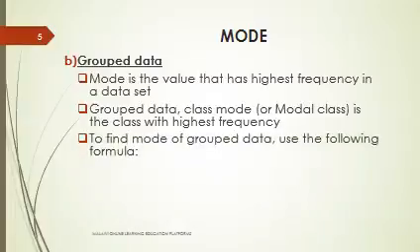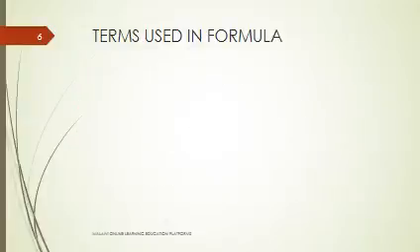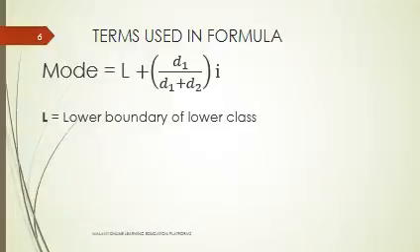The mode in grouped data can be found by using this formula. Mode is equal to L plus D1 over D1 plus D2 times I, which is the class width. Now let us discuss the terms used in the formula for calculating mode in grouped data. Here is our formula, and L represents the lower boundary of the modal class.